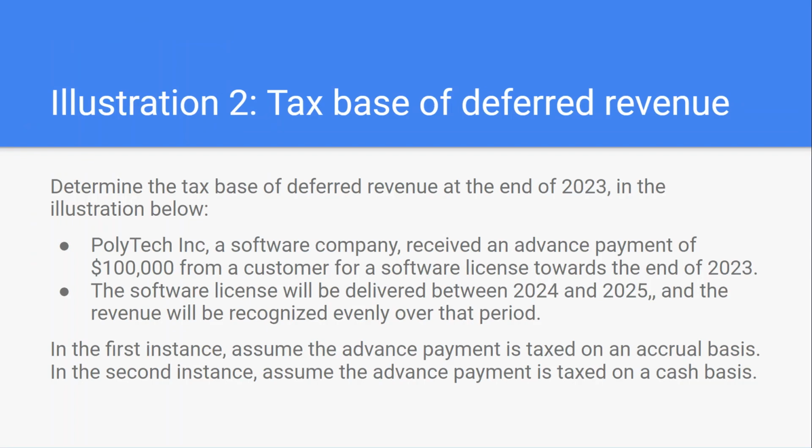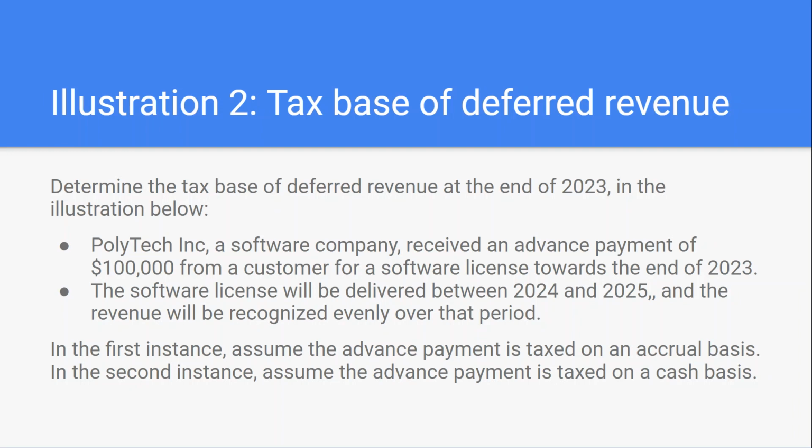This is about the tax base of deferred revenue. We've said that this company is called Polytech Inc. It's a software company that has received an advance payment of $100,000 from a customer for a software license, and this money was received towards the end of 2023. This software license will be delivered between 2024 and 2025, and the revenue will be recognized evenly over that period. So they will recognize revenue in 2024 and 2025.